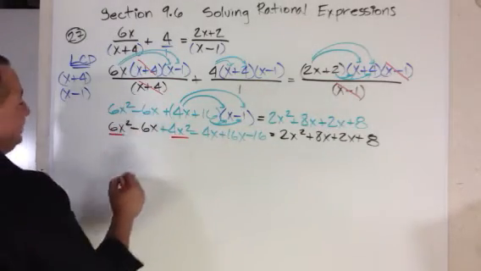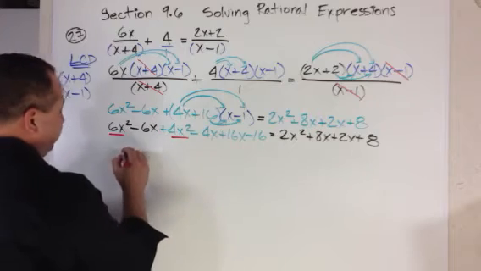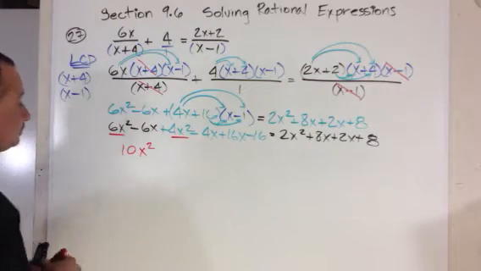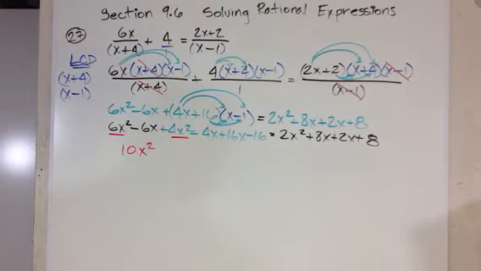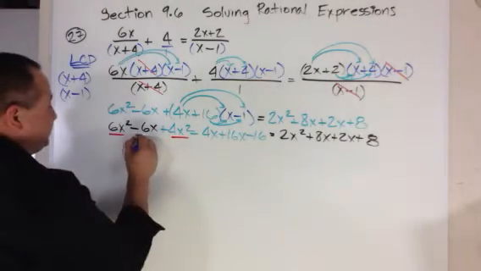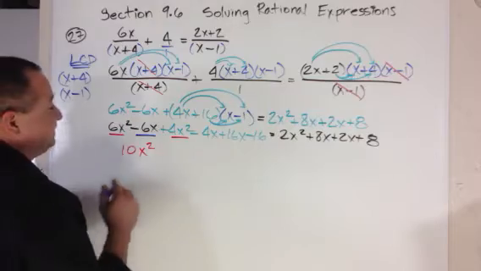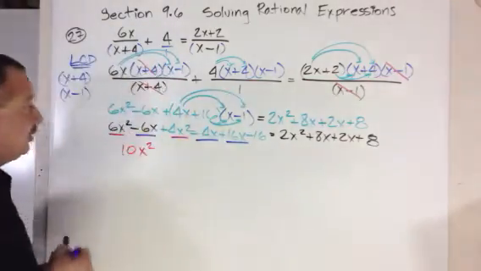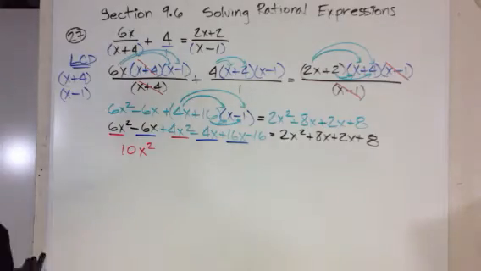Well, 6 plus 4 is 10, so I'm going to have 10, and I just rewrite the x squared. Next thing I want to combine would be my x's. So here I have my negative 6x, negative 4x, and positive 16x. All those are like terms, so I'm going to go ahead and combine those.